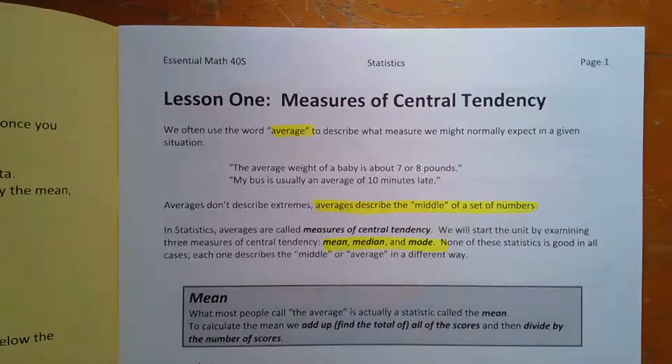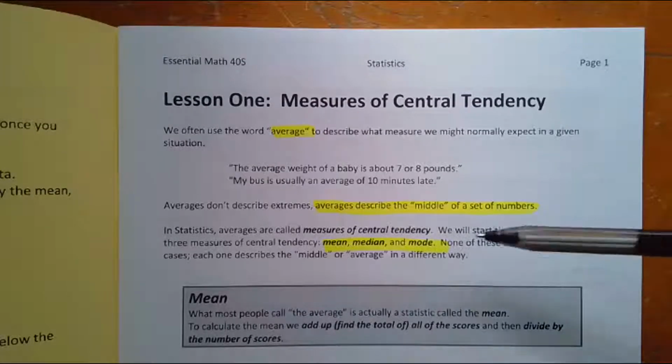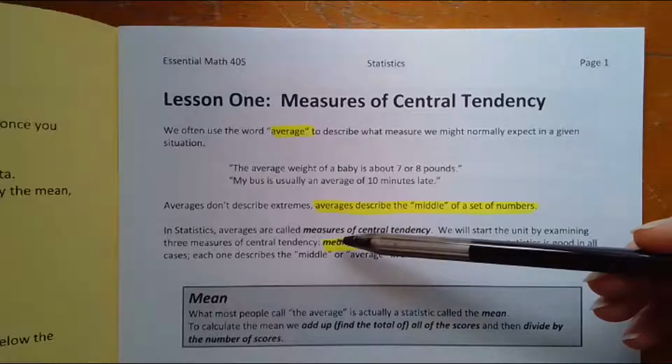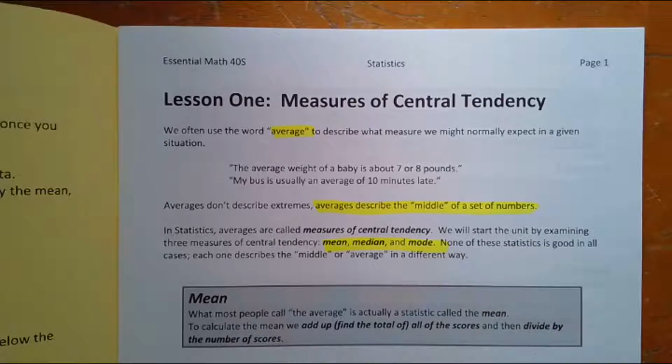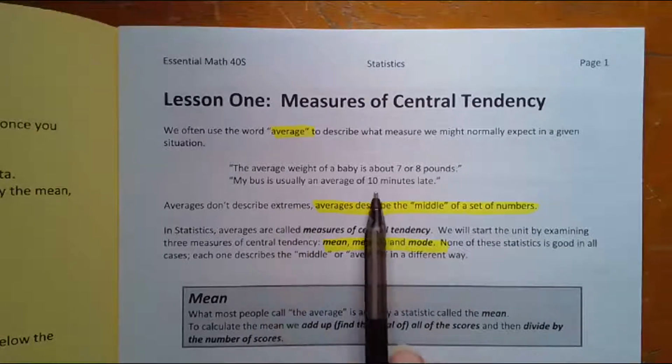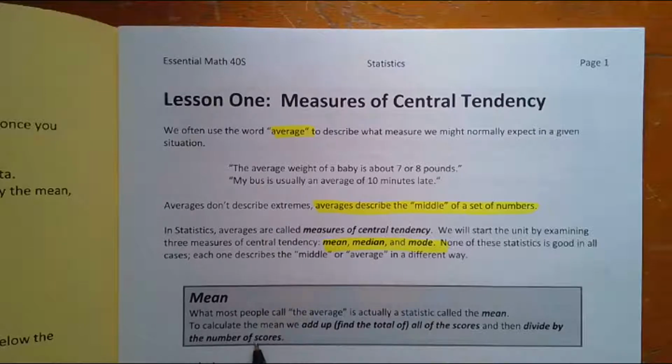If you have, that's kind of nice, because some of this might be familiar for you. Each one of the mean, the median, and the mode describes the middle or the average of the data in a different way. So when we talk about the average baby weight, or my bus is usually on average, that word average is actually the real name for it. I guess the scientific name is called the mean. It's kind of a funny name, right, for a math statistic, but that's what it's called, the mean.